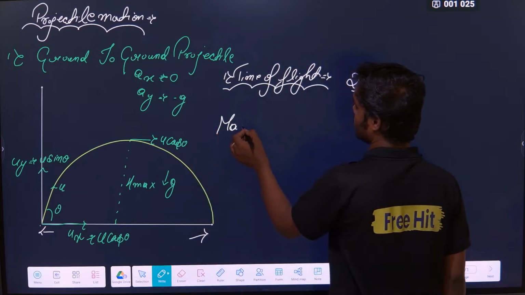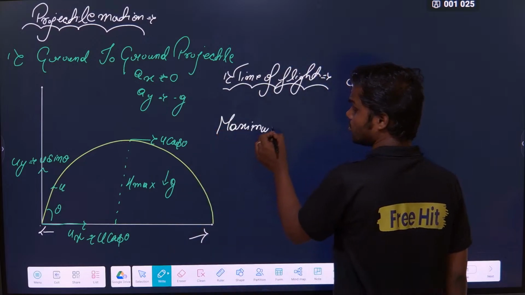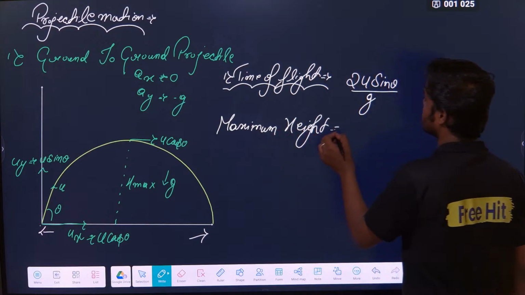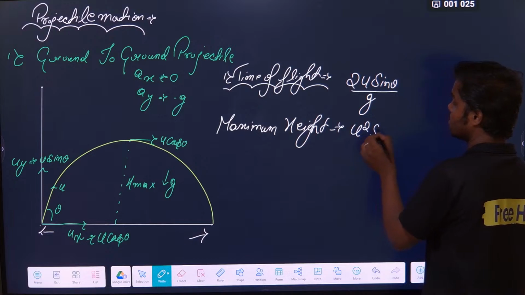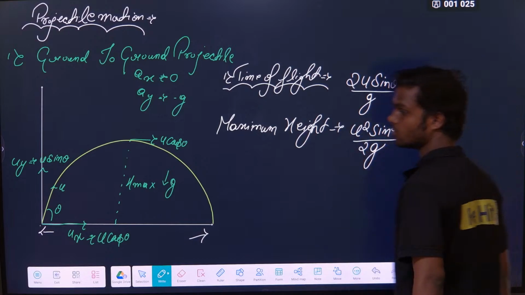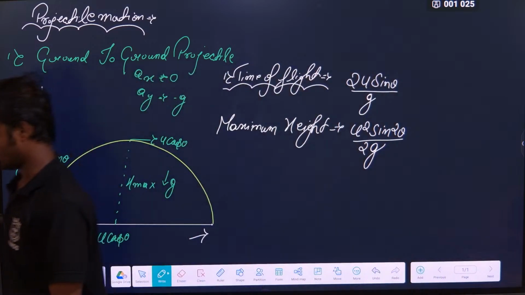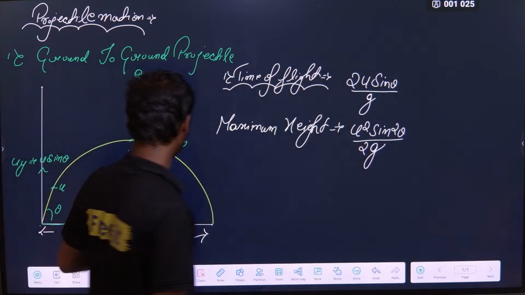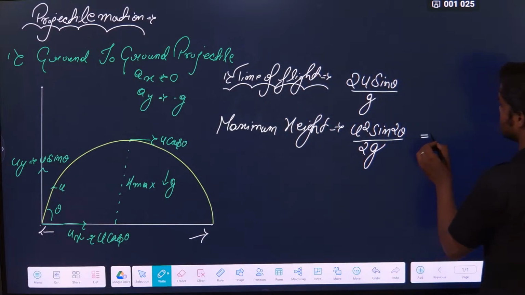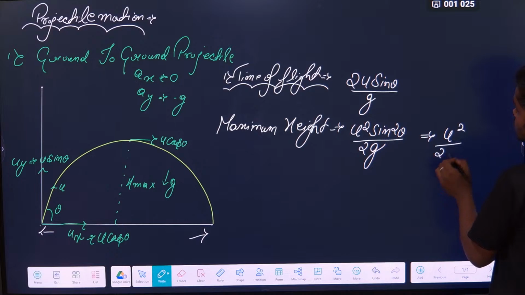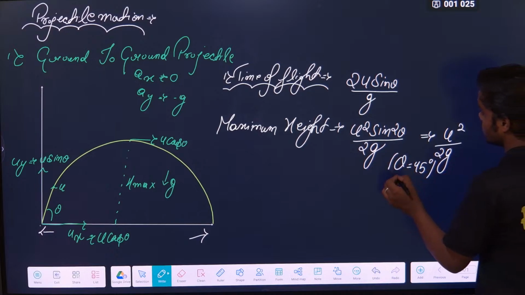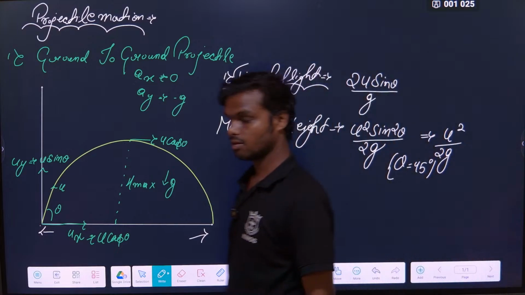Second is the maximum height. What is the maximum height? Maximum height is u squared sin squared theta by 2g. This is h max. Clear? And this will be equal to u squared by 2g when my theta is equal to 45 degrees, correct? That is the second case.